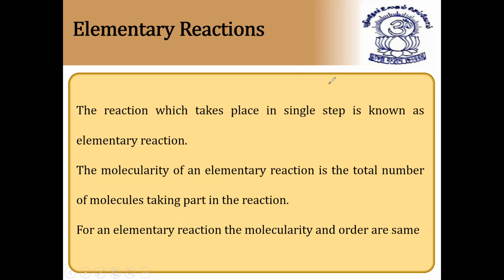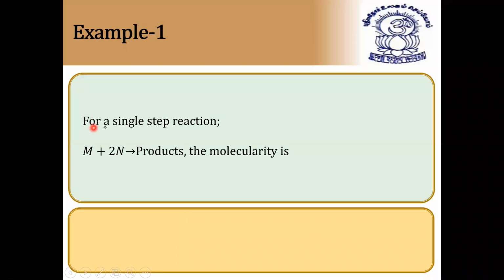In pseudo unimolecular reactions, it is different. For example, for a single step reaction M plus 2N gives products, the molecularity is, since here one molecule and here two molecules, 1 plus 2, which becomes 3. So it is clear now. Very simple, this is a basic question.